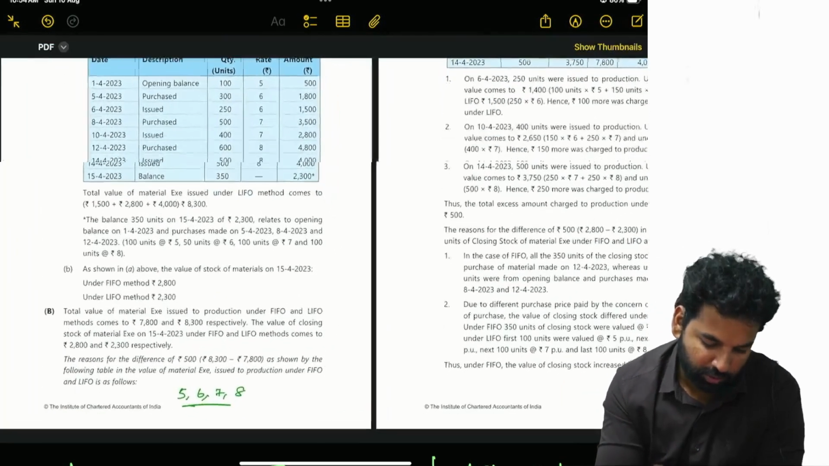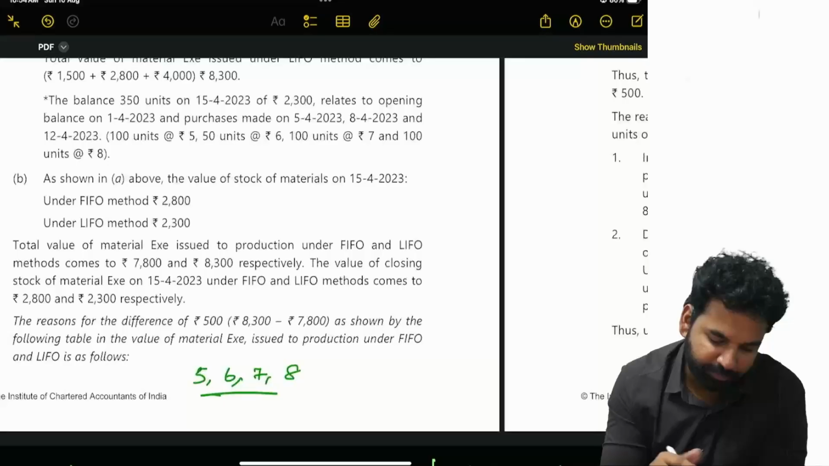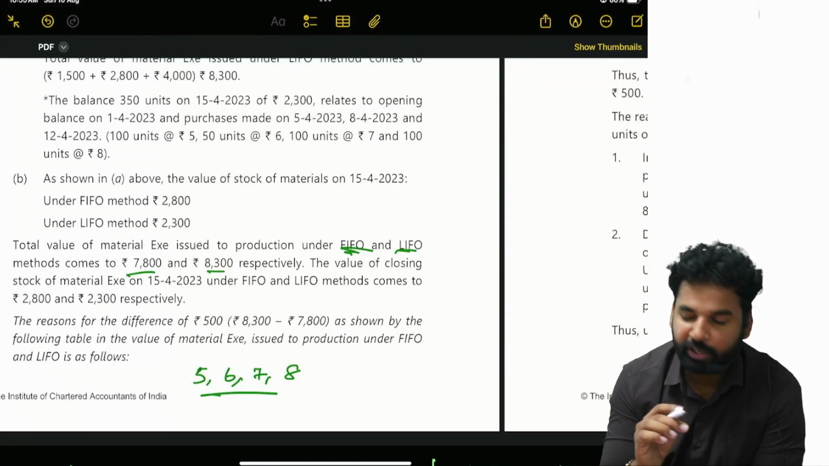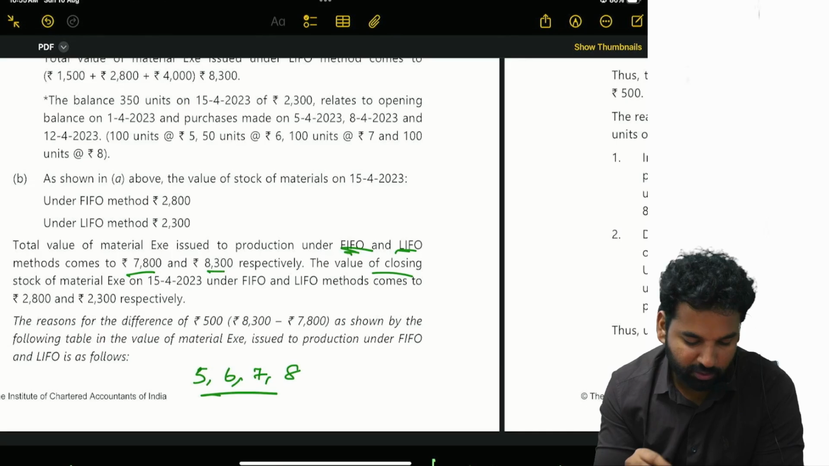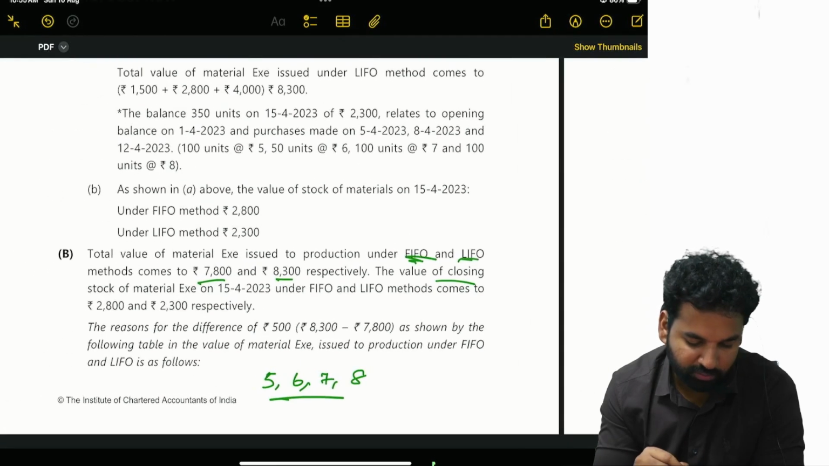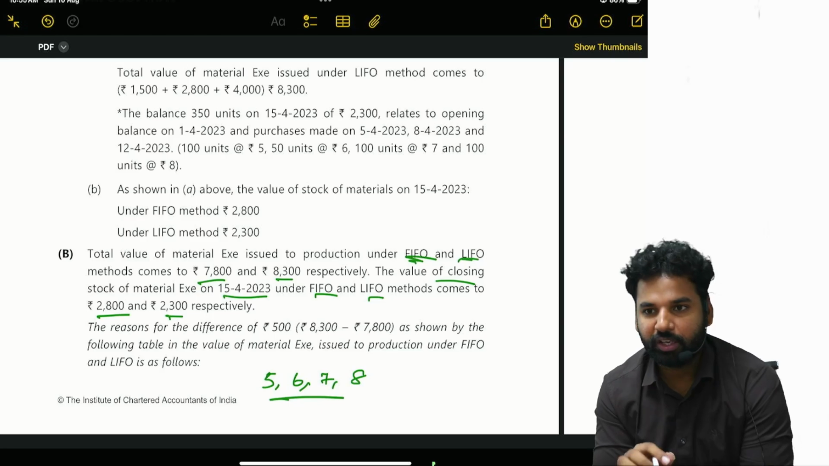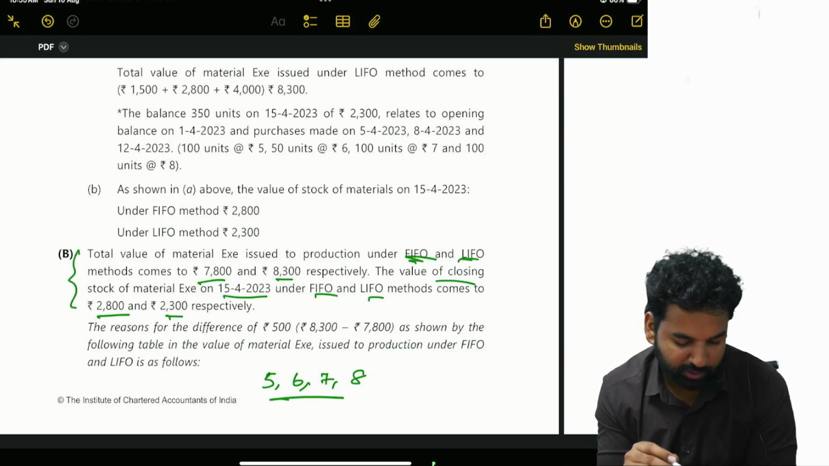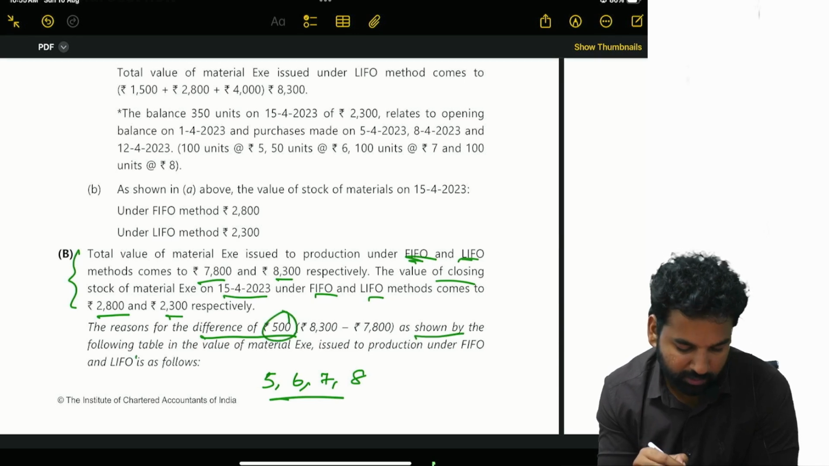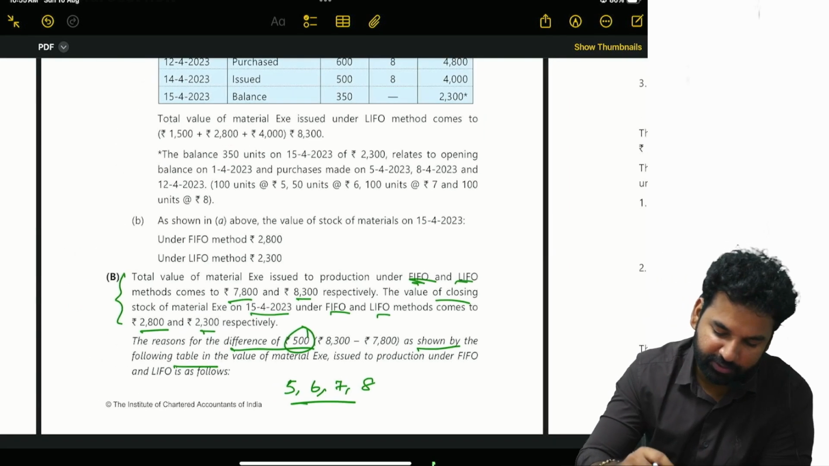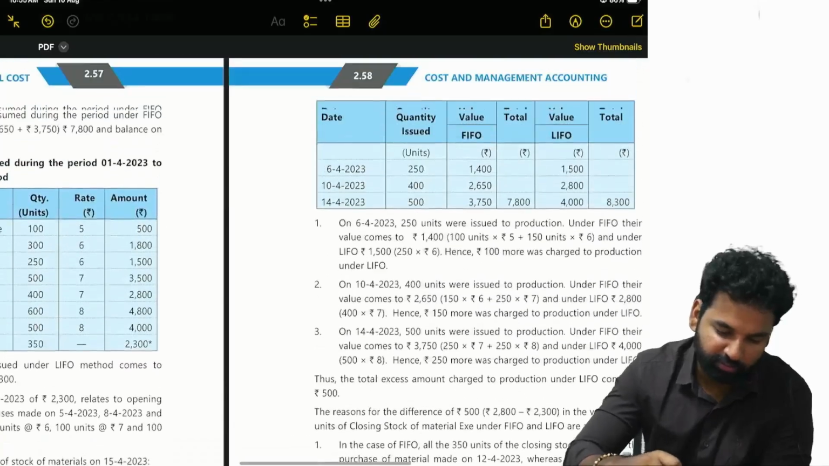Right. The total value of the material X issued to production under FIFO and LIFO methods comes to 7,800 and 8,300. The value of the closing stock of material X on 15/4/23 under FIFO and LIFO methods comes to 2,800 and 2,300. So this we have calculated. The reason for the difference of 500 rupees is as shown by the following table in the value of material X issued to production under FIFO and LIFO.